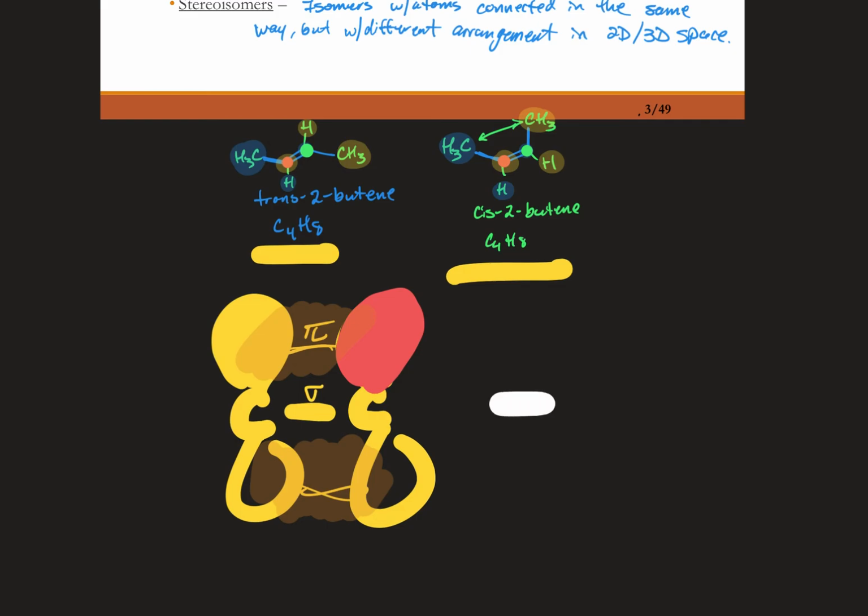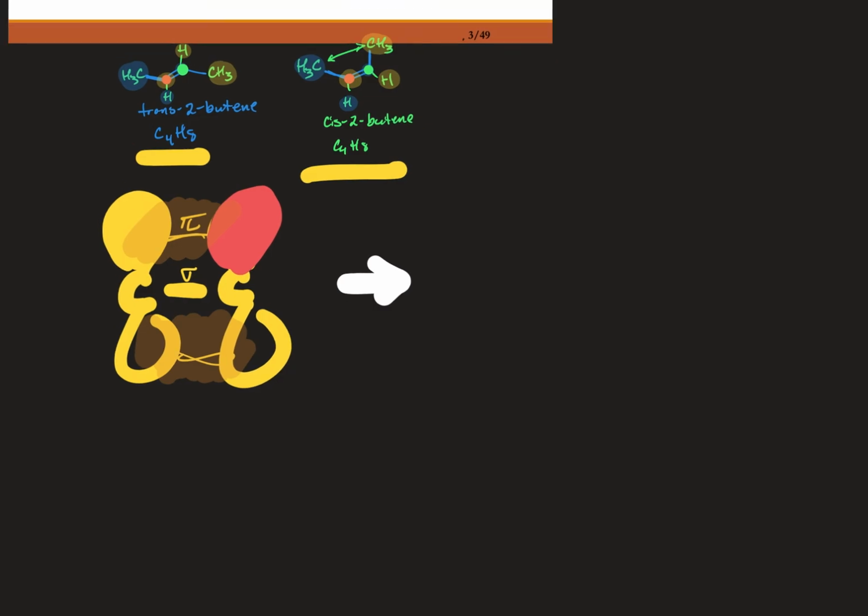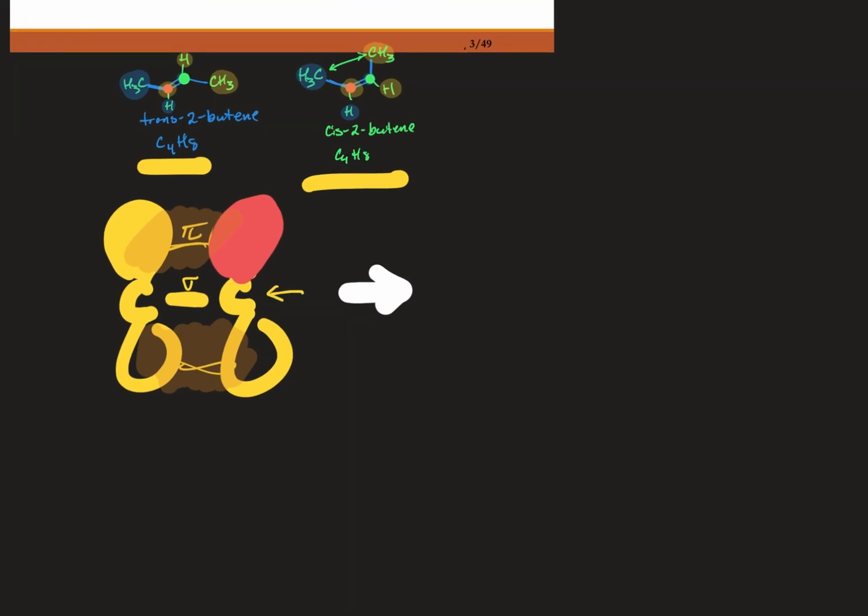If there was a rotation, though, we would get... I'm going to look at it from the side, and not... I'm going to look at it from that angle instead of from the side, I should say. So the front carbon, if I rotated around that sigma bond, would end up being like this.